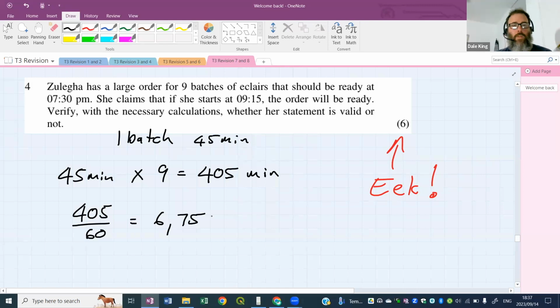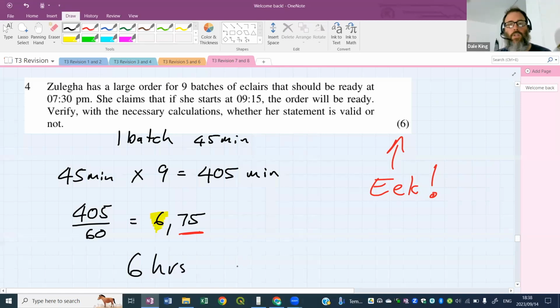Now, the problem with this is this decimal. With this method, we're getting decimal hours, and that's not 75 minutes. That's 0.75 of an hour. Just be careful of that. The better way is to ask how many hours there are in 405. We can see that there are 6 hours, so let's work with that first.